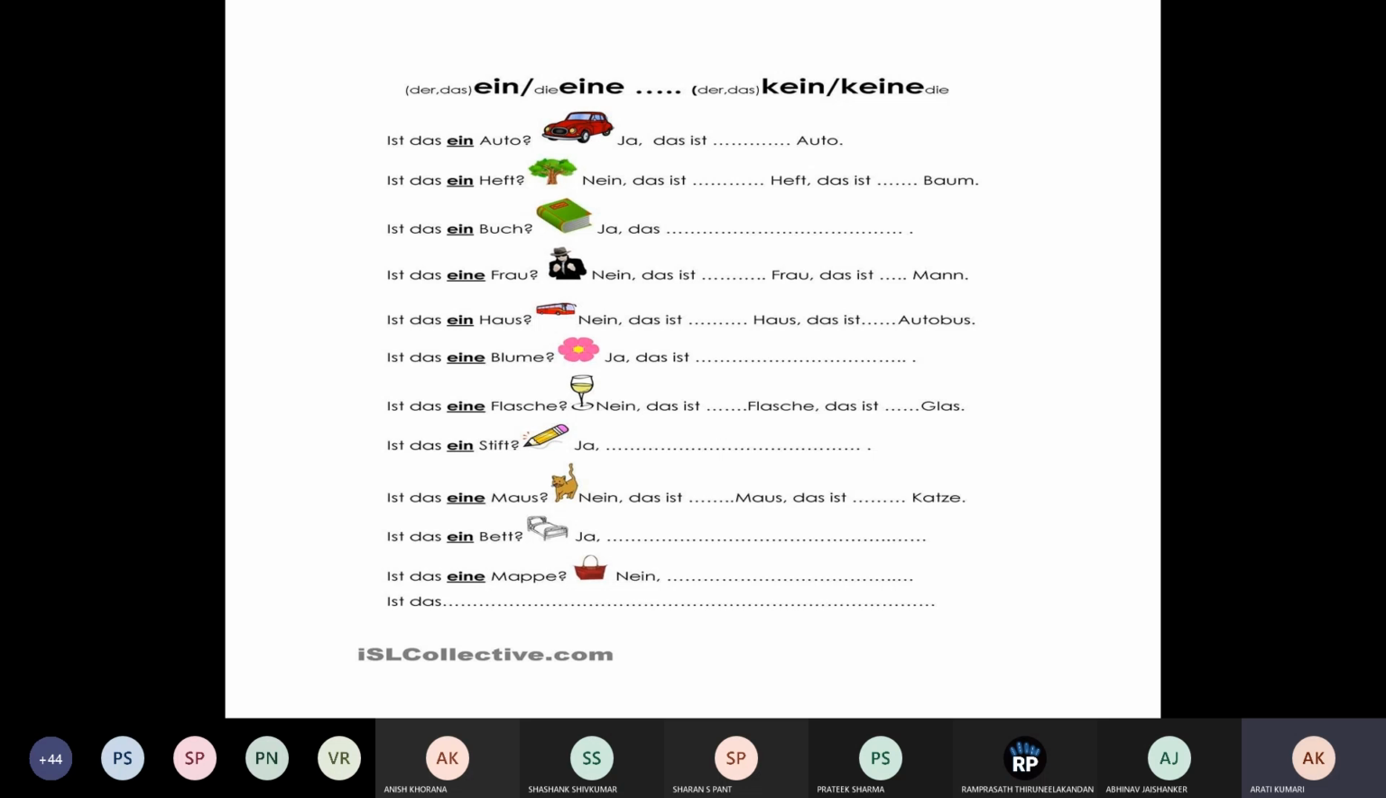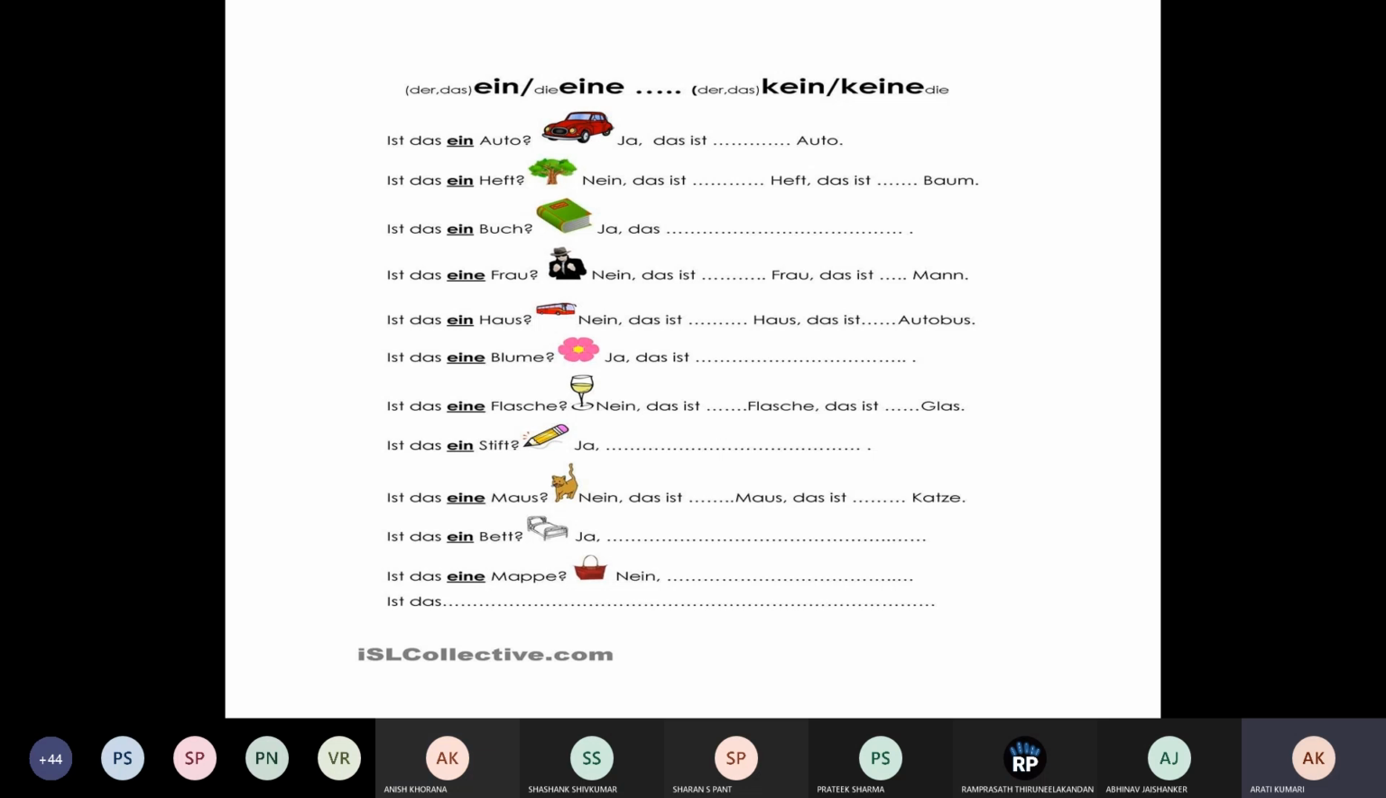So we are going to use ein, einer, kein, keiner here in this exercise below. Okay, so it's self-explanatory. You can see the pictures and you will know what is being talked about. Okay, and we have to either be affirmative or negative in the sentence. So look at the first sentence and tell me, what will you put here? Ein. Read the whole sentence, please, Anish. Ist das ein Auto? Ja, das ist ein Auto. Yeah, sehr gut. Danke.